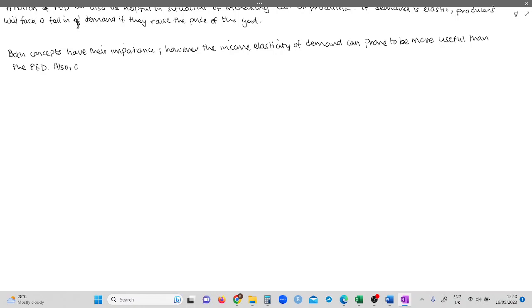Also, other concepts can be used, such as the cross elasticity of demand. And if you are talking about producers or entrepreneurs, we can also talk about the price elasticity of supply, because we are talking about production here. We have to say whether they are important to producers. Entrepreneurs are producers, so we have to talk about the supply, the price elasticity of supply. It is important.